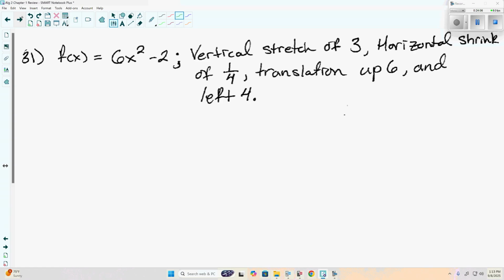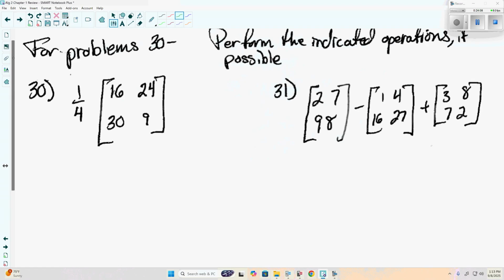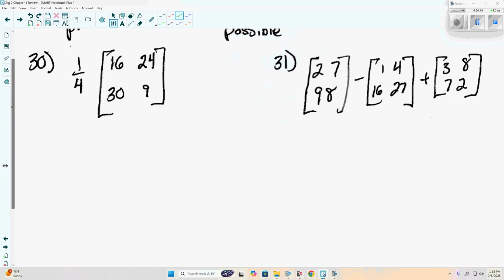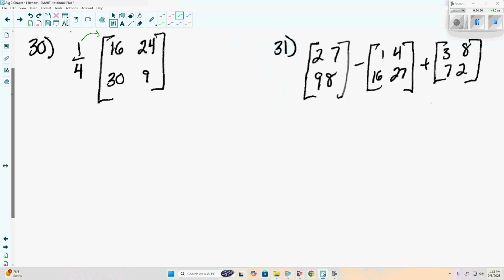All right. I'm not worried about 31 or 30. We're going to move on to this here. This is your 32, 33. We can look at 32. This one here. Our scalar. We're multiplying this matrix by a scalar. So that means we're multiplying all the elements in this matrix by 1/4.